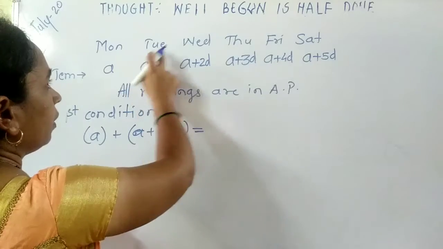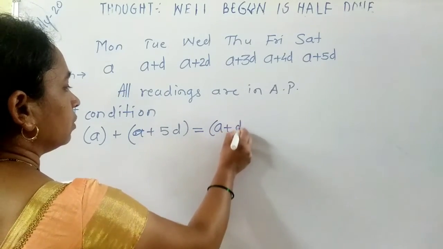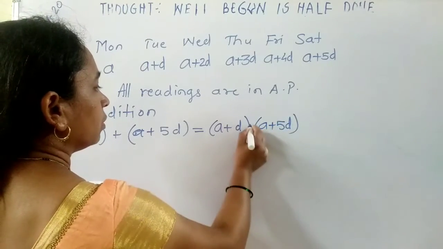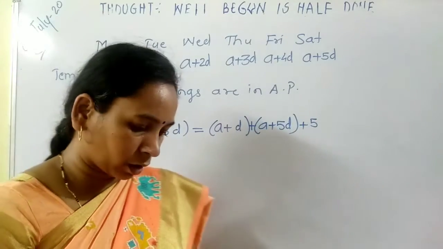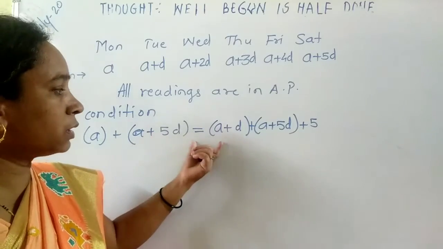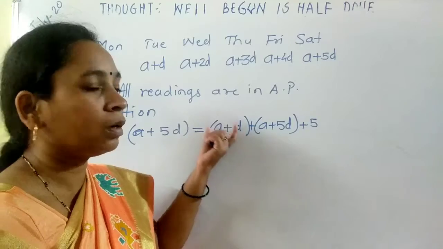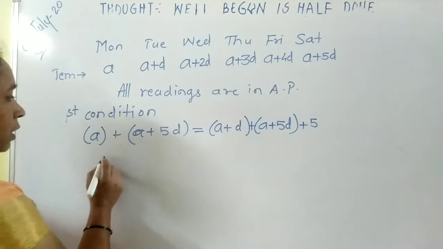So Tuesday and Saturday. Tuesday is A plus D, Saturday is A plus 5D, and their sum is more by 5. So I have written the condition. What is the condition? Sum of the Monday and Saturday is equal to 5 more than the sum of the Tuesday and Saturday. So we will solve it, and we will get the answer.